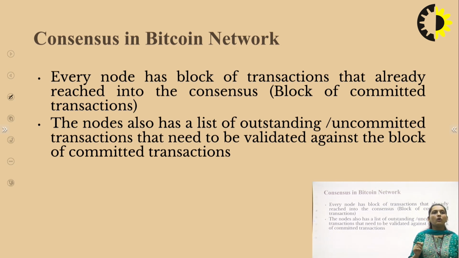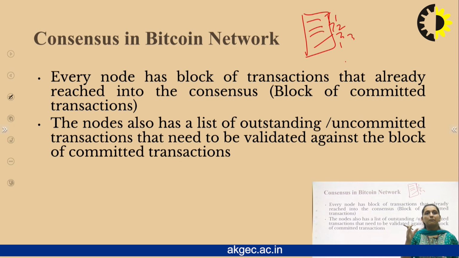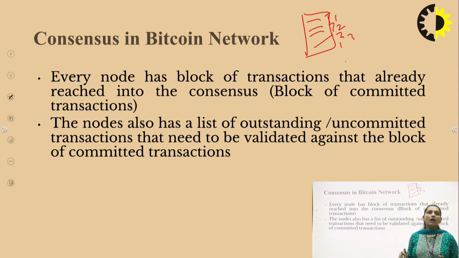Every node has a block of transactions. In our blockchain we have nodes and transactions T1, T2, T3 and so on. If these transactions are committed, we add them to our blocks, and after that we create a chain of blocks. This is the blockchain. Every node has a block of transactions that have already reached consensus, a block of committed transactions. The problem is the uncommitted transactions, outstanding transactions that are not validated. This is the scenario when we are creating a blockchain.